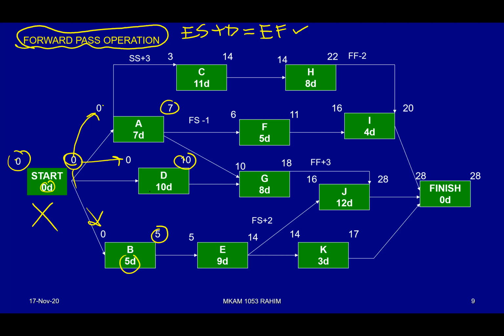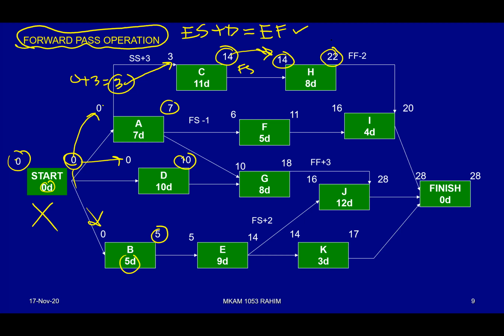How about C? Okay, remember C starts from A. So the calculation is like this. 0 plus 3 equals 3. So this 3 goes into the beginning of C. 3 plus 11 equals 14. Then 14 is transferred here because of the finish to start relationship. 14 plus 8 equals 20.